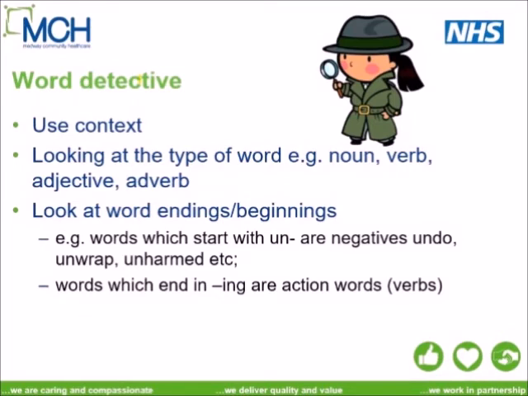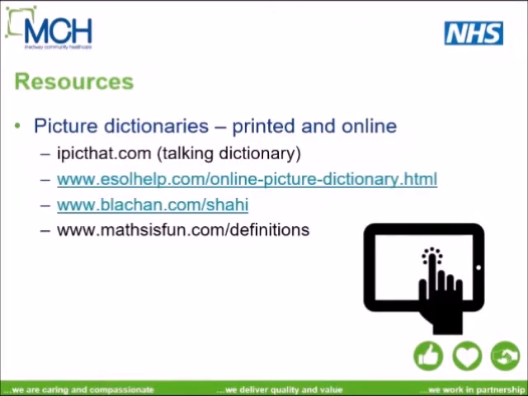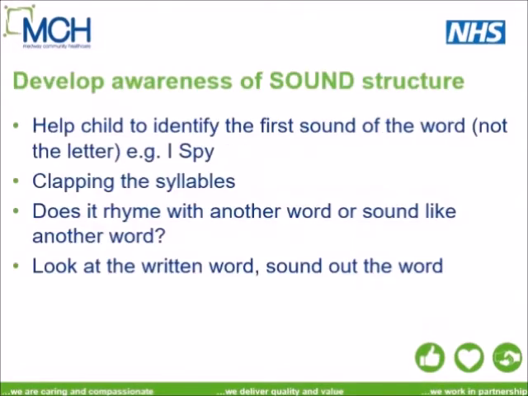You can teach your child to be a word detective. Look at the type of word. Is it a noun, a verb, an adjective, or an adverb? Look at the beginnings of words and the ends of words. What do the beginnings and ends of words tell you? Are they negatives? Are they ing, which means that they're an action word or verb? There are various resources online that can be helpful. For example, you might want to look at picture dictionaries with your child that show you a picture of a word and help the child to understand what it is.